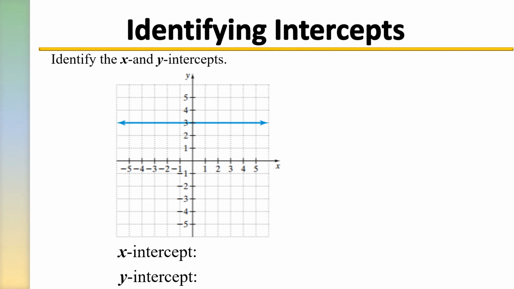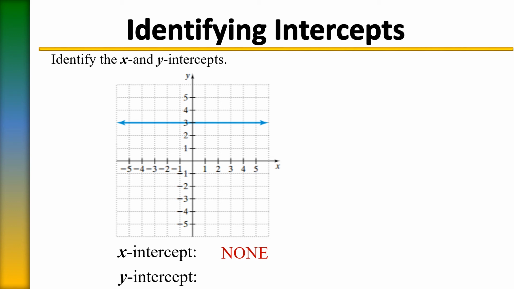How about this example? Where's the x-intercept, the point where it crosses or touches the x-axis? Well, recall, this is your x-axis, and that line does not touch or cross that axis at any point. So therefore, there is no x-intercept.